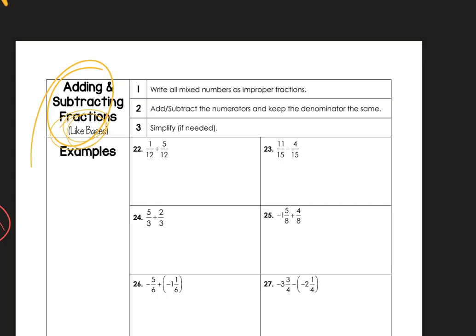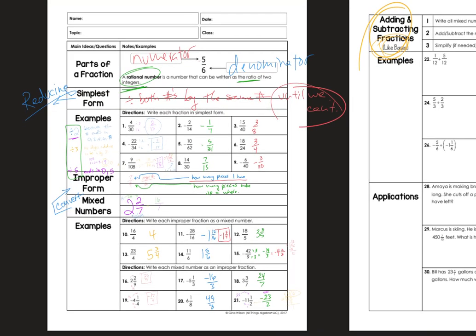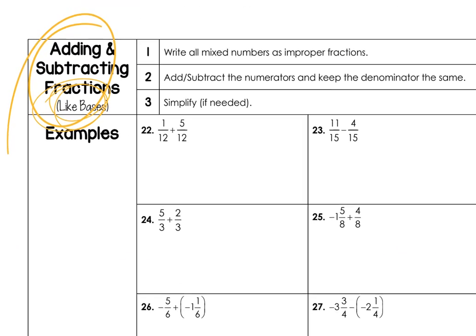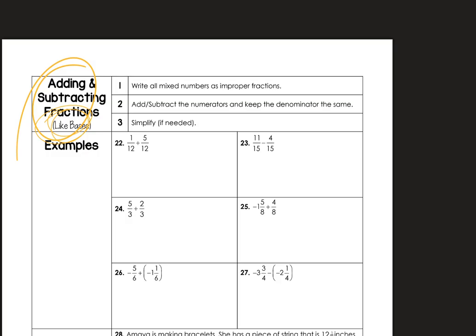Here's what I'm doing. Because I threw reducing and improper and mixed numbers, three concepts, at you at once, and now I'm asking you to do adding and subtracting, we're not going to go crazy and have them be different denominators. We're actually going to do that next. So what I want you to see is this right here. This is hugely important. Is hugely a word? I'm not even sure. I'm going to give this 5 stars, okay? Write all mixed numbers as improper fractions.